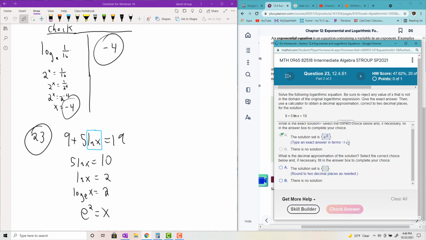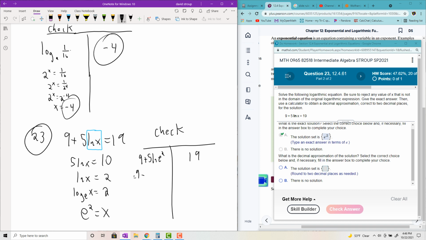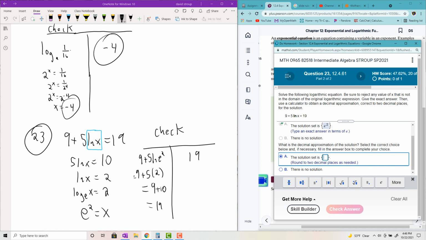Oops, I forgot to check my answer. For my check, I have on the left side 9 plus 5 ln of e squared. On the right side, I got 19. So this is 9 plus 5 times, e to what power is e squared? That's just 2. That's 9 plus 10, which is 19. They're both the same, so it worked. Part B, I guess they just want a decimal approximation, which is crazy. I like the real answer better. e squared, put it in your calculator, 7.39.